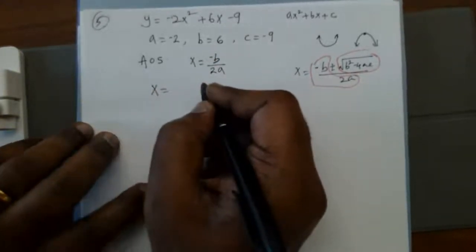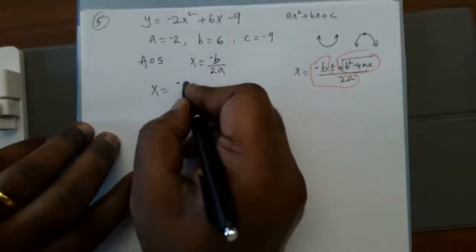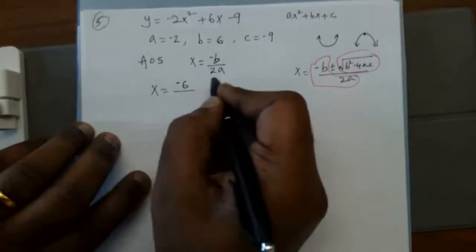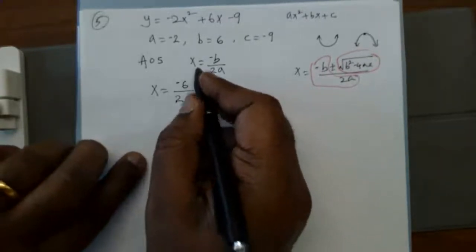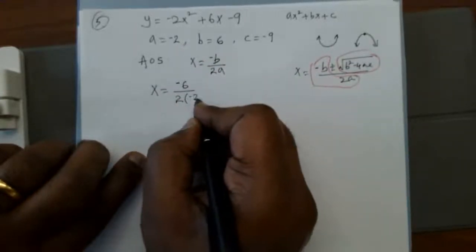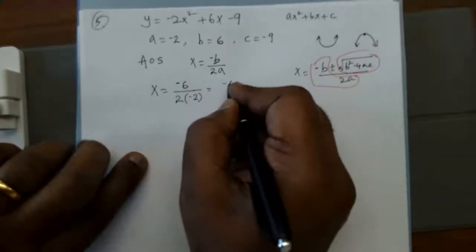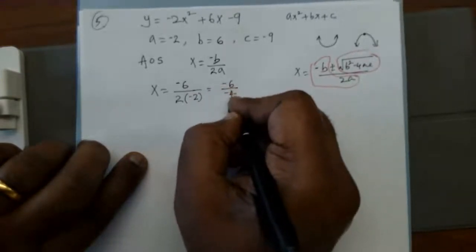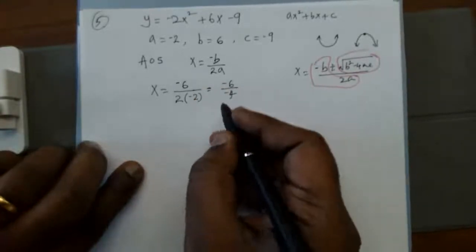Now x is equal to how much? Opposite of b, so minus, that b was 6, so I'm writing negative 6. In the denominator, 2 times, what is your a? Negative 2. So that is giving me negative 6 over negative 4, right? 2 times 2 is 4 with a minus sign.